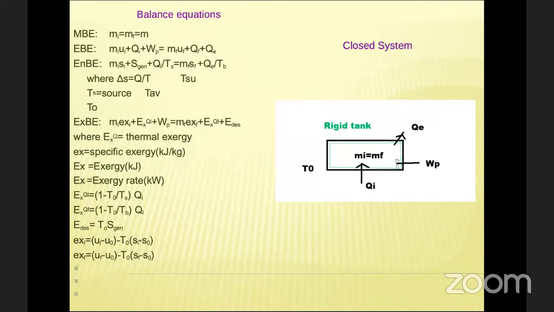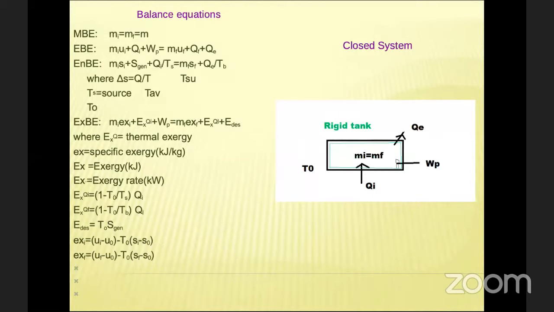So you know the units. Specific means kilojoule per kilogram and exergy means kilojoule. And if you put E_x dot, that will be the exergy rate, that will be kilowatt. Okay, so how to calculate this thermal exergy? E_x,Q is nothing but 1 minus T naught by T_s into Q_i. In energy efficiency equations, we are using only Q_i, correct? We are not bothering about this term 1 minus T naught by T_s, but in exergy we have to take into account. That is the correct procedure.